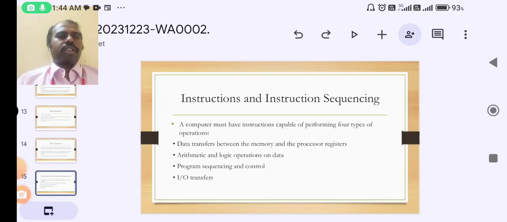Instruction and instruction sequencing. There are four types of operations that are performed in instruction sequencing. First is data transfers between the memory and the processor registers, then arithmetic and logic operations on data, program sequencing and control, and I/O transfers.